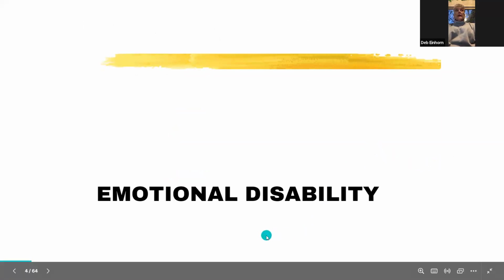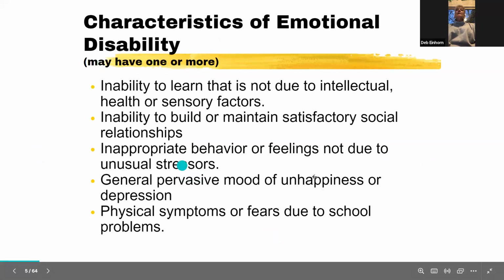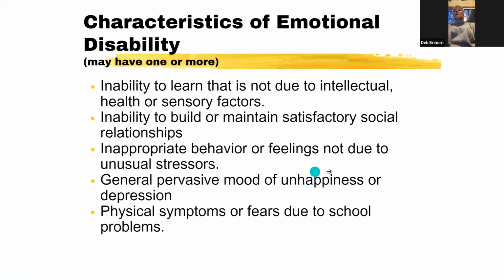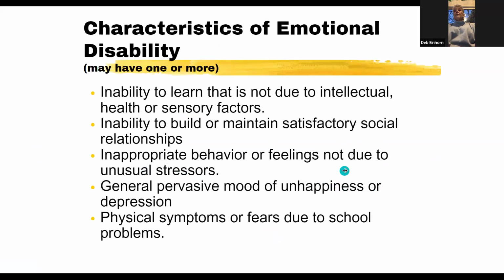We're going to start with emotional disability. Emotional disabilities are, I guess you could say, an exclusionary disability. So when we look at children that have emotional disabilities, we first have to make sure that their learning struggles are not due to other things like intellectual disabilities, some health issues, or sensory factors related to other types of disabilities. So we would rule those things out before we would look at an emotional disability.